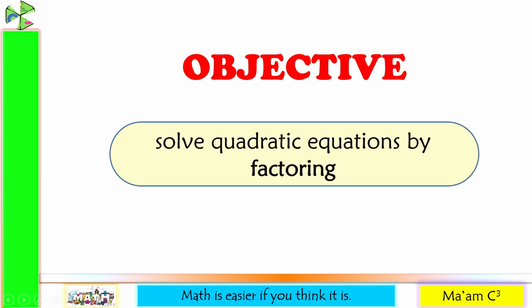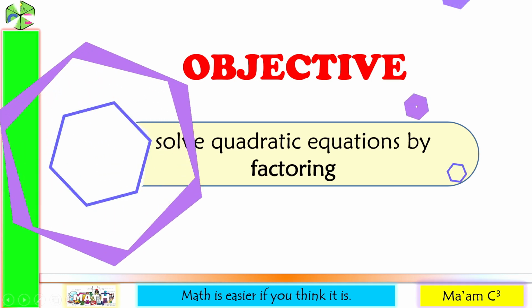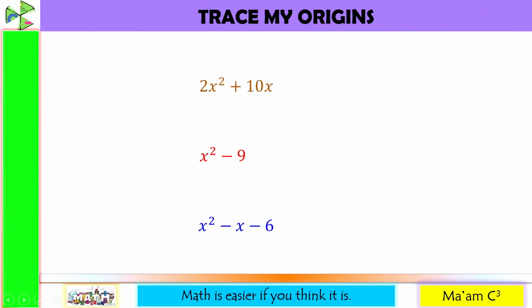Our objective in this lesson is to solve quadratic equations by factoring. Let's have a quick activity. Factor the following. First one, we have 2x squared plus 10x. What we can do here is to determine the greatest common factor. So for 2 and 10, the greatest common factor is 2.